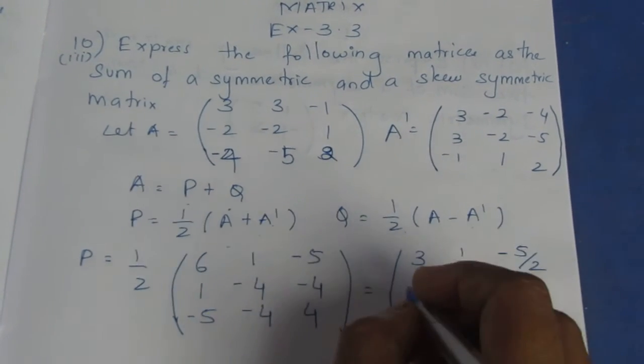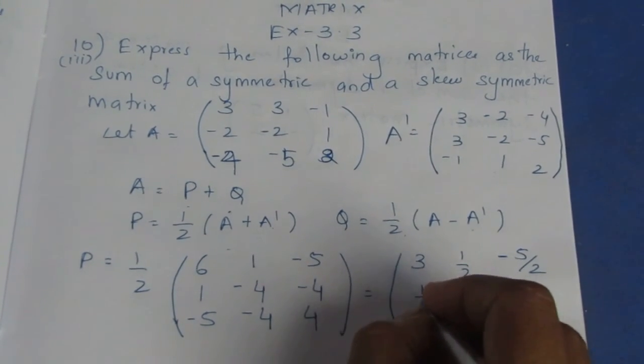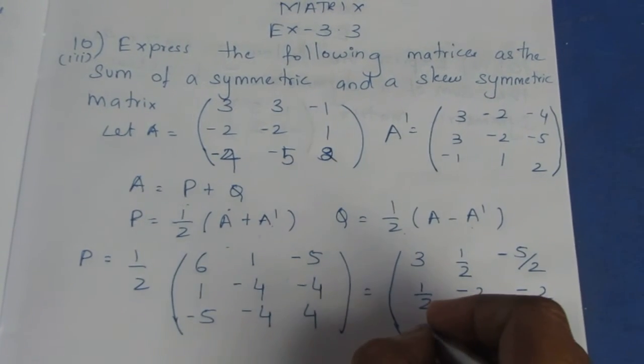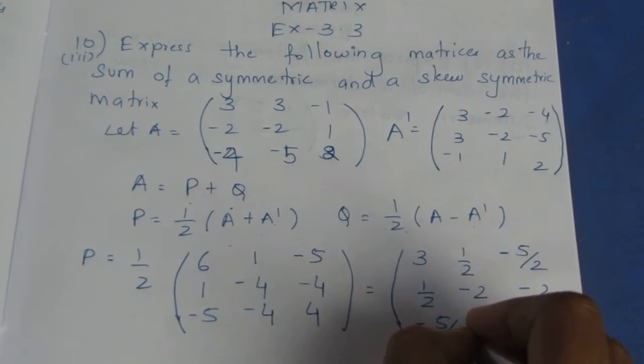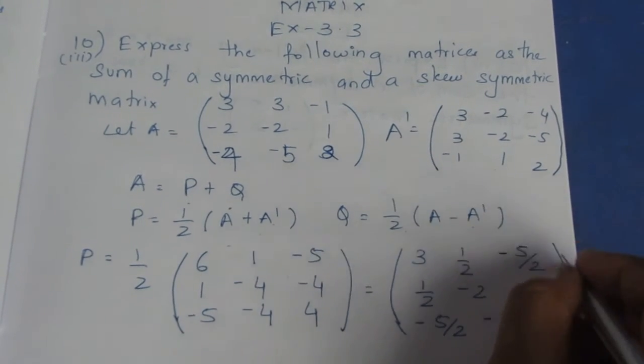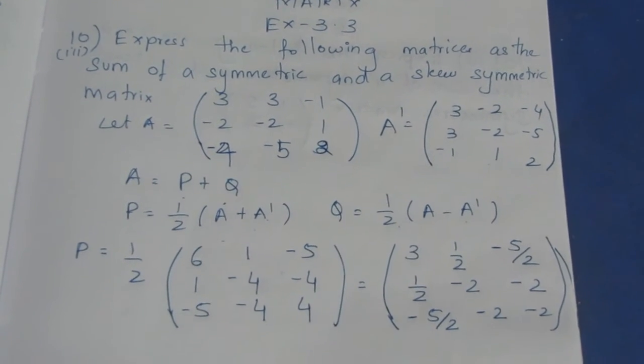minus 5 by 2. Here it becomes 1 by 2. Here minus 2, minus 2. Here minus 5 by 2, minus 2, minus 2. So we have found the value of P.